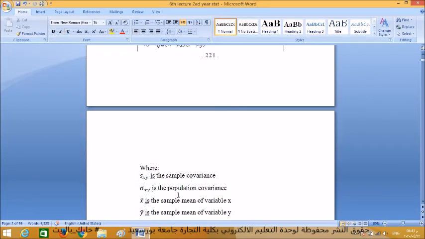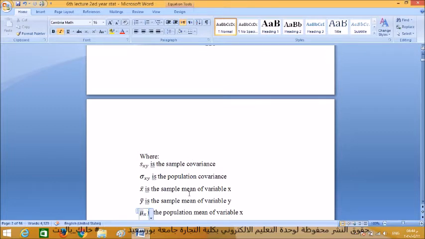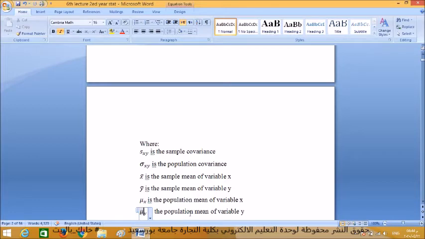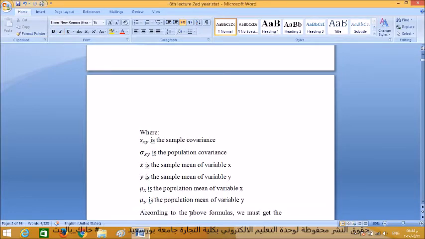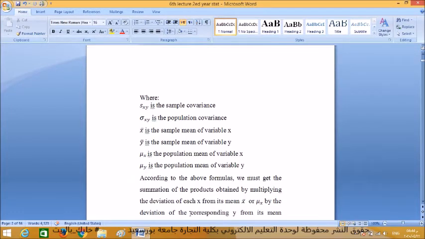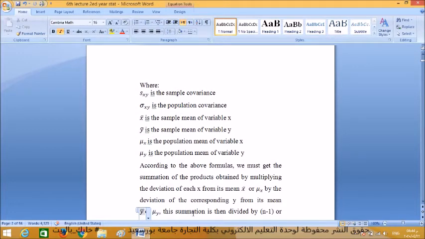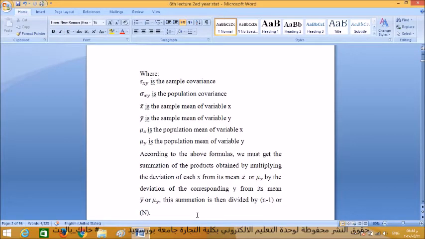Okay, so SXY is the sample covariance, sigma XY is the population covariance, X bar is the sample mean of variable X, Y bar is the sample mean of variable Y, mu X is the population mean of variable X, and mu Y is the population mean of variable Y. According to the above formula, we must get the summation of the products obtained by multiplying the deviation of each X from its mean, X bar or mu X, by the deviation of the corresponding Y from its mean also. This summation is then divided by n-1 for sample and divided by n for population.